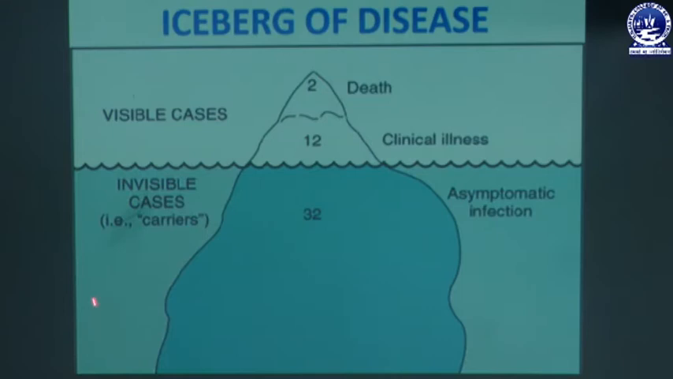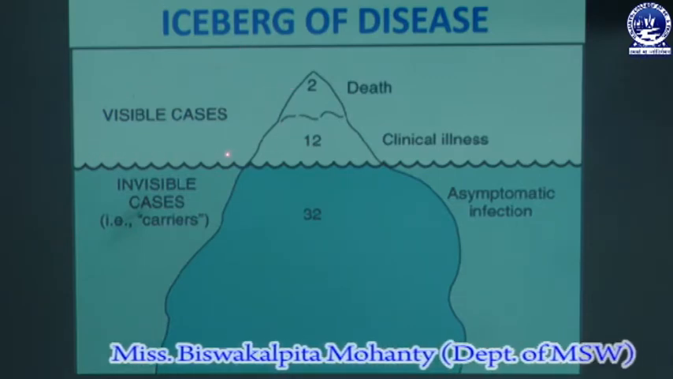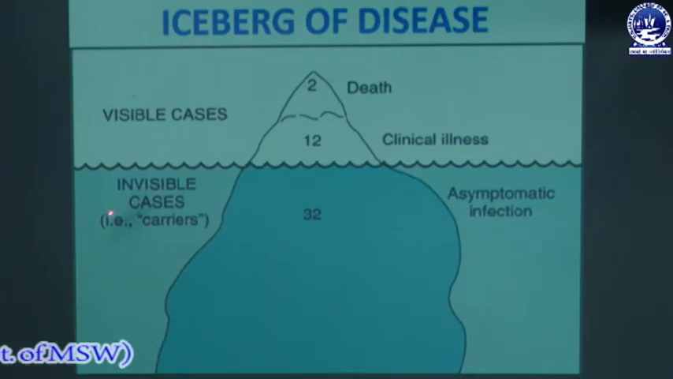There are two parts, one is the invisible part and the other is the visible part. The visible part is always seen by the physician, and the invisible part cannot be seen by the physician. This is the asymptomatic infection, that stage is the clinical illness, and the last stage is death.